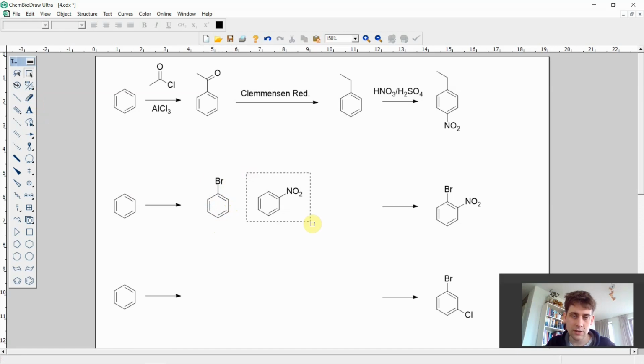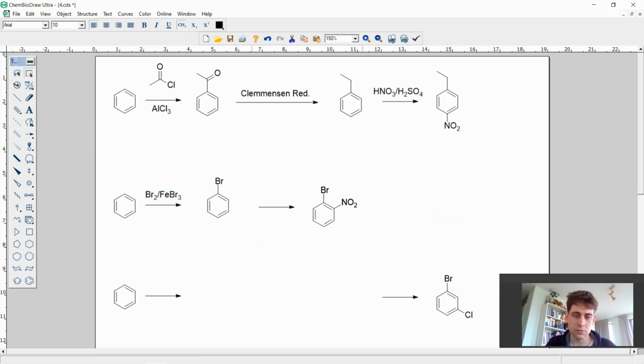So actually our first target molecule is the bromobenzene. How can we do this? We are using bromine together with a Lewis acid, in this case maybe iron tribromide, to activate our bromine molecule, and then we receive our first target molecule.